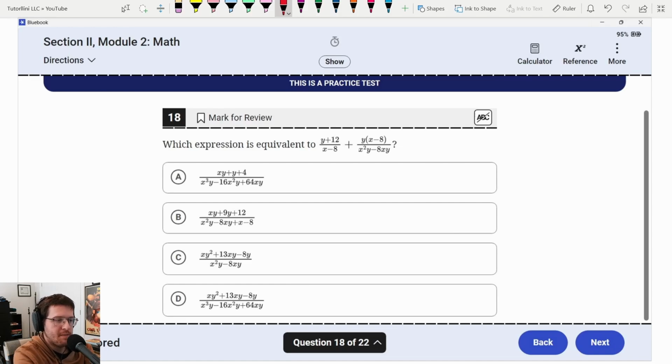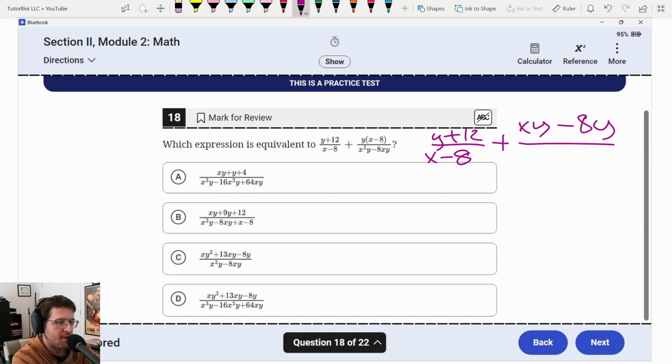Okay, question 18. So when we combine rational expressions, we generally want to expand the numerator and factor the denominators. So y plus 12 over x minus 8, there's not really anything going on there anyway. Plus, we're going to expand the numerator, y times x minus 8. Well, that's xy. And then minus y times negative 8. Y times negative 8 is negative 8y.